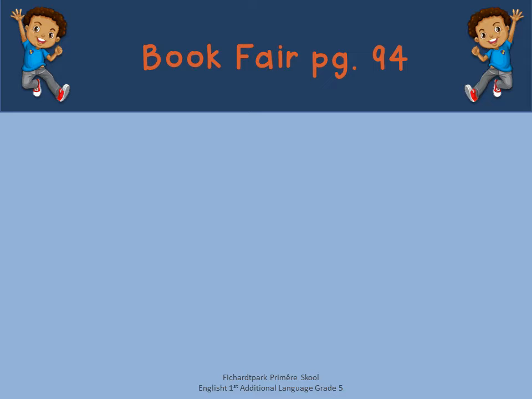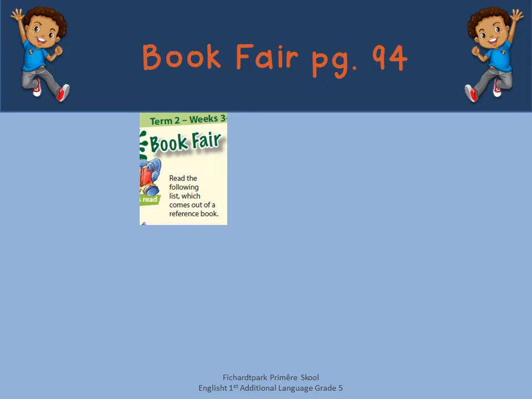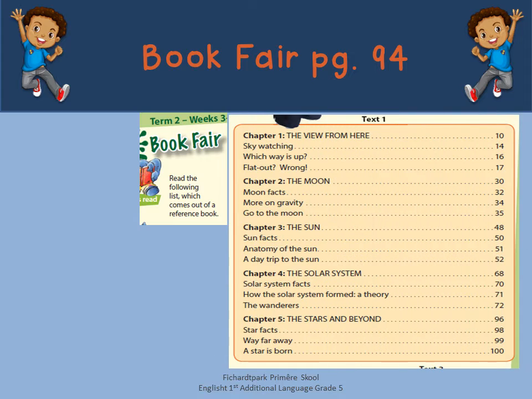Today we will be doing page 94, Book Fair. Read the following list which comes out of a reference book, and then there's the list, text 1. So this text 1 is probably like an index which we find in the beginning of a book that gives you all the different articles and chapters and the page numbers which you need to turn to in order to get something that you are looking for.